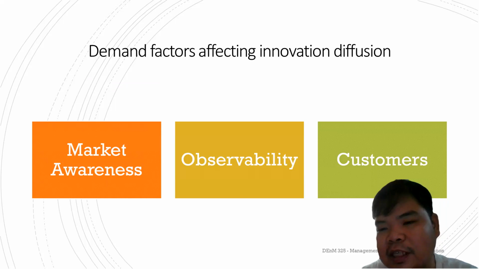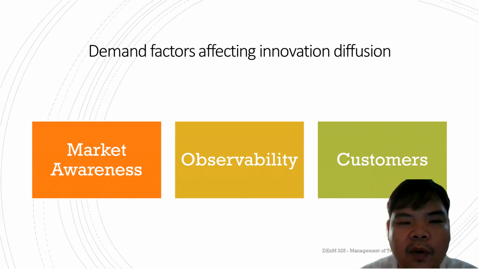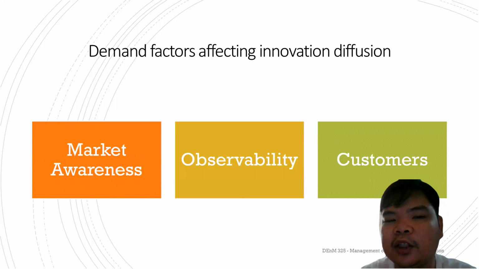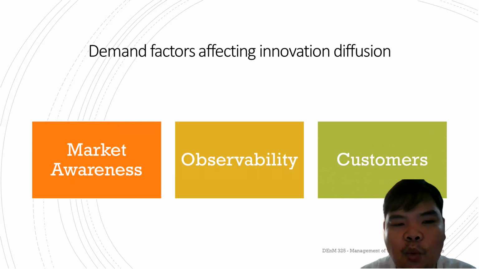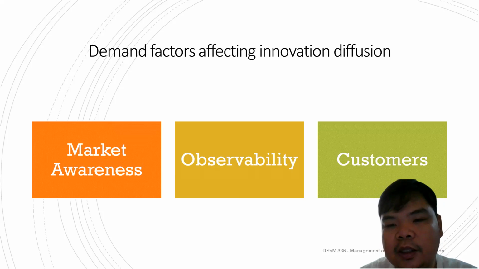So you can ask, for example, in market awareness, how aware is the market of the new technology? What promotional activity is required in order for the customers and distributors to support the technology? Then for observability, what is the potential for a bandwagon effect? So how easy is it for customers and distributors to see the technology in action and observe the benefits that it actually brings? Then lastly, for the customer, which customers are likely to adopt the technology first?